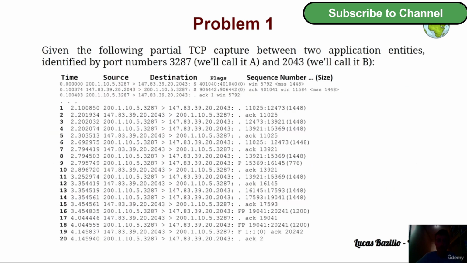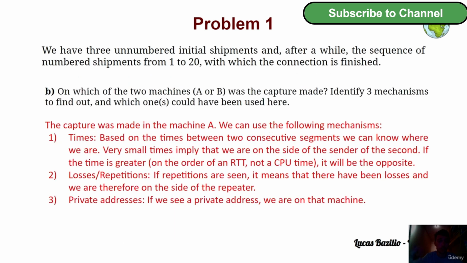As we analyze this trace and this capture, we can see that the capture was made in machine A. And now we are going to explain and justify why. First of all, in a general way, we can use the following 3 different mechanisms, as the problem statement specifies, to identify on which machine we are making the capture. And we are here seeing the trace.